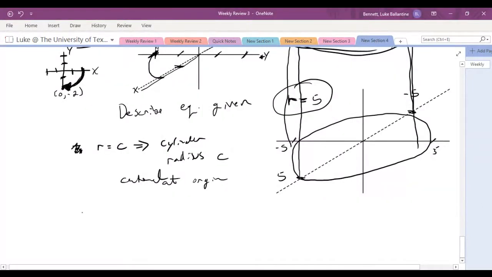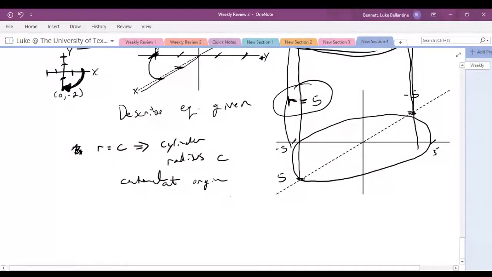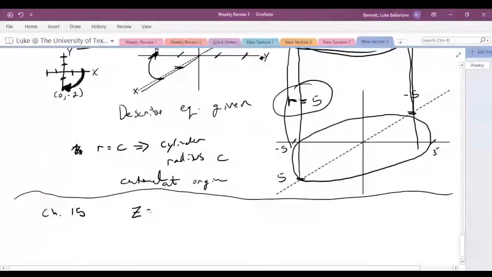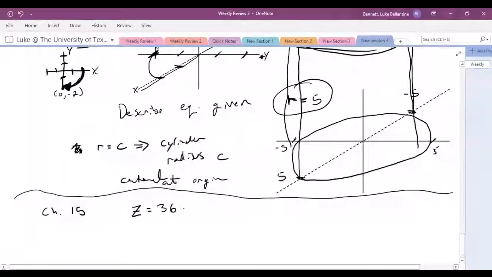Okay. Now what if we are asked to convert? This is going to happen later on in the course, in chapter 15 when you do multiple integrals. In chapter 15, they'll have some crazy integrals, some crazy equation that you're supposed to integrate. I don't think you guys have ever seen this before. So you have something like 36 minus 3x squared minus 3y squared.